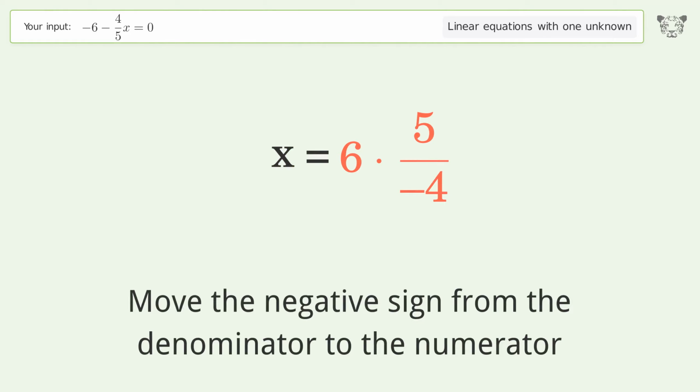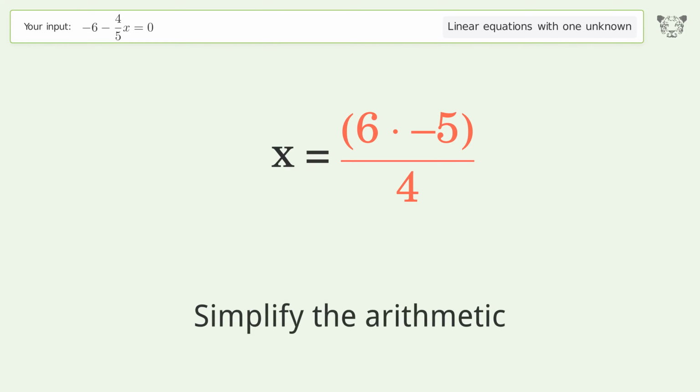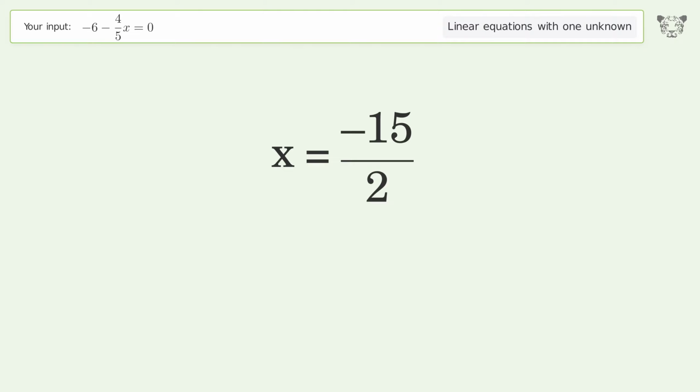Move the negative sign from the denominator to the numerator. Multiply the fractions. Simplify the arithmetic. And so the final result is x equals -15/2.